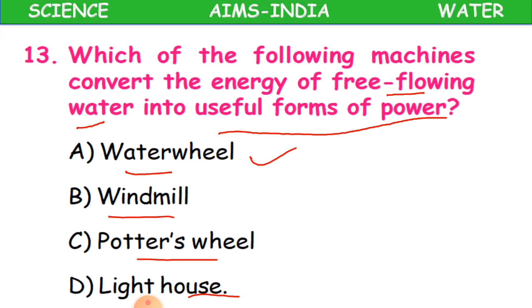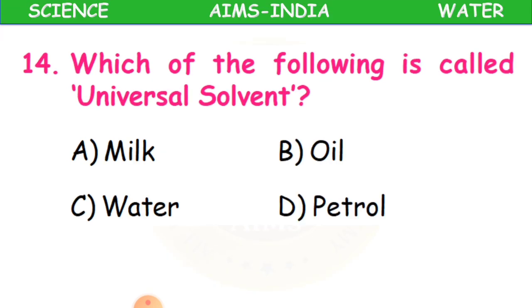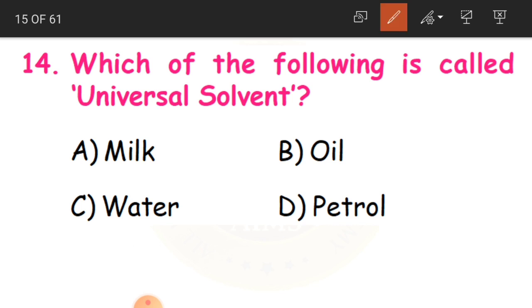Now we'll go to the 14th question. Which of the following is called universal solvent? Universal solvent. So solvent means what children? Which is used for, solving, in the sense it's not solving, sorry. So which can be soluble, which can be soluble.